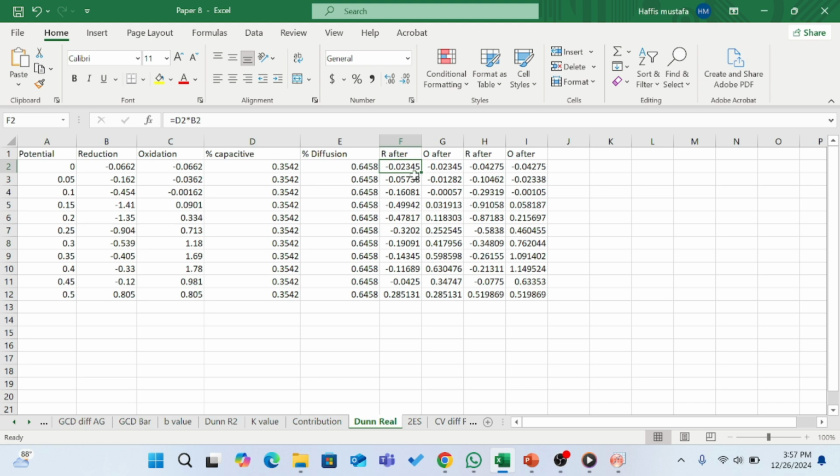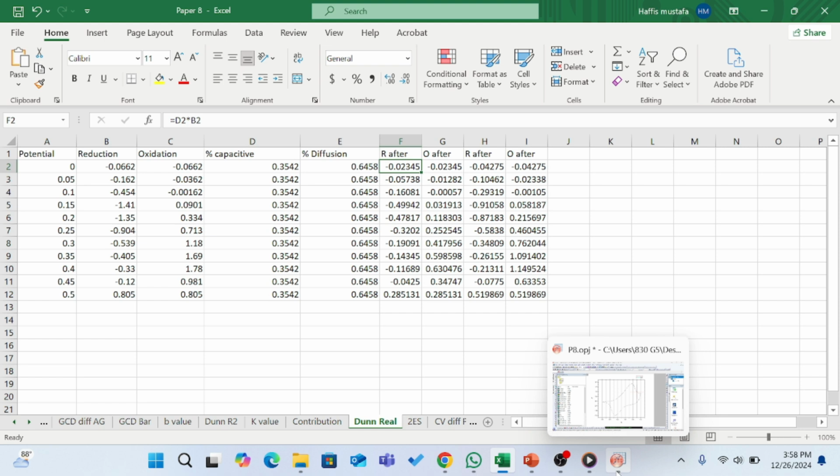If you don't really believe, try 0.02345 times 35%, then you can get exactly the value. If you really want to prove it, 35% is 0.023 and the rest is around 65%, almost 0.0662 minus 0.02345. So it's like that. You need to understand a little bit of mathematics here.